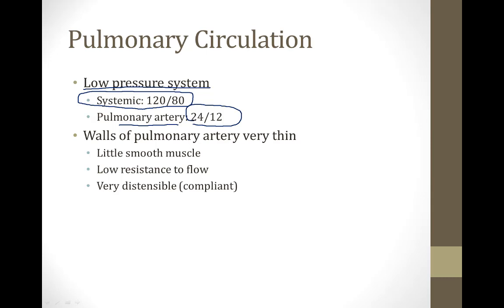Because the pressure is lower, the walls of the pulmonary artery are very thin. There's very little smooth muscle, and there's relatively low resistance to flow, especially compared to the systemic system. And these pulmonary artery walls are very distensible and compliant because they are so thin.